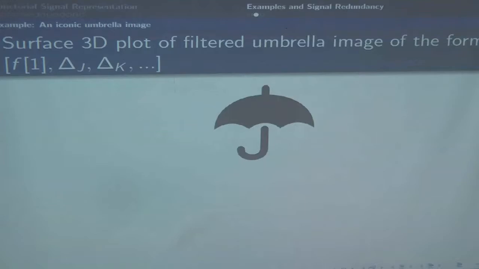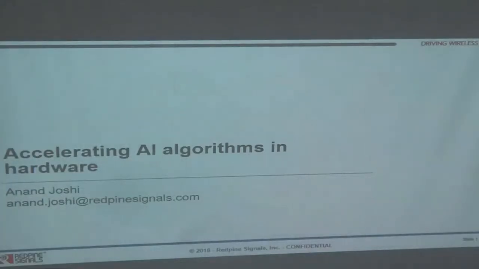Mr. Anand Joshi is Senior Director of AI Products at Redpine Signals. He has over 20 years of experience in the semiconductor and embedded industry. Prior to joining Redpine, he was a market analyst at Tractica with a focus on AI. He advised many Fortune 500 companies regarding AI products and strategy in that role.